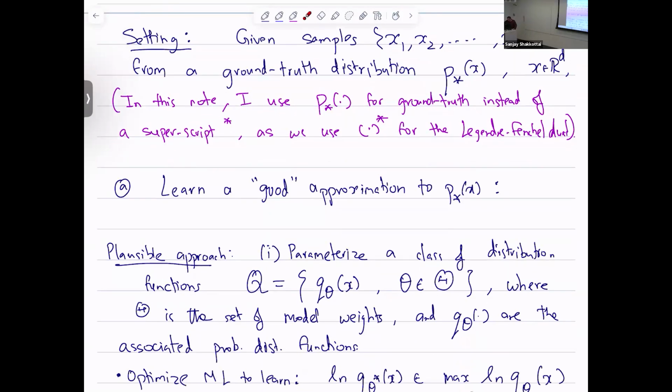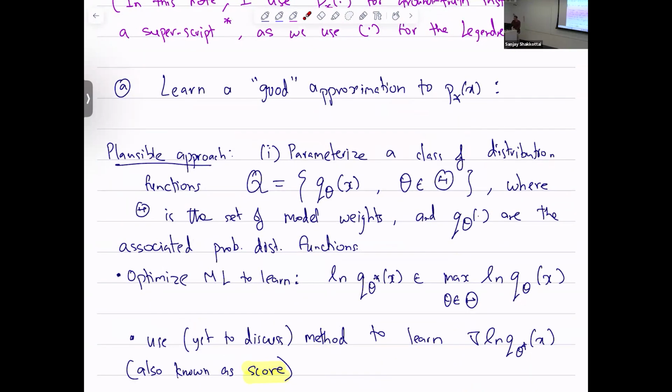Okay. So what we want to do is to learn a good approximation to p star. Now, there are two ways to think about this. The first is, I have a class of distributions Q parameterized by theta, whatever your model architecture is, and theta is in some class. You want to learn the best Q theta to approximate p star.